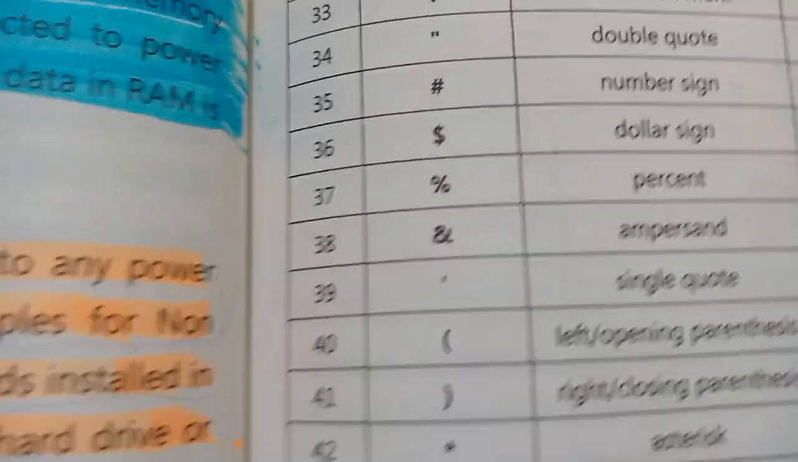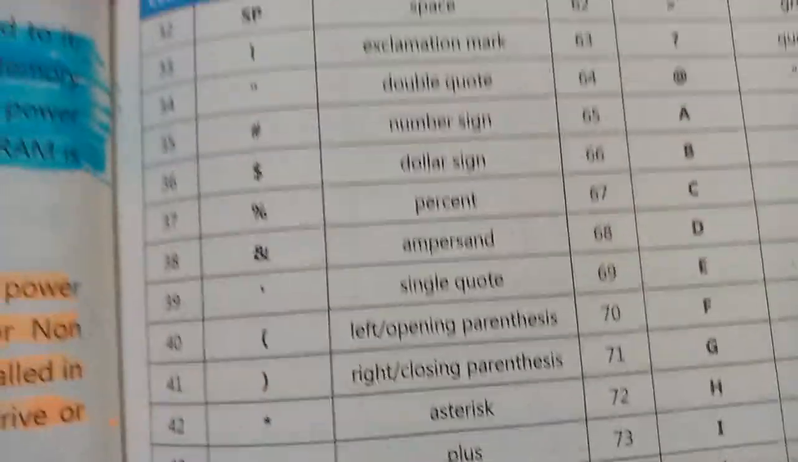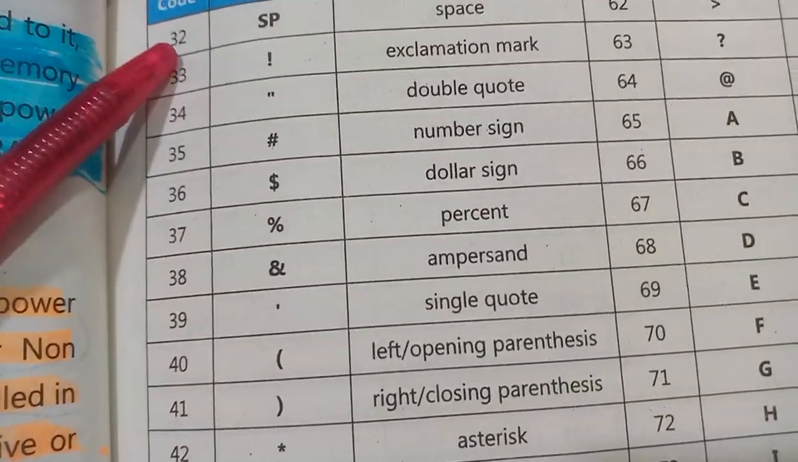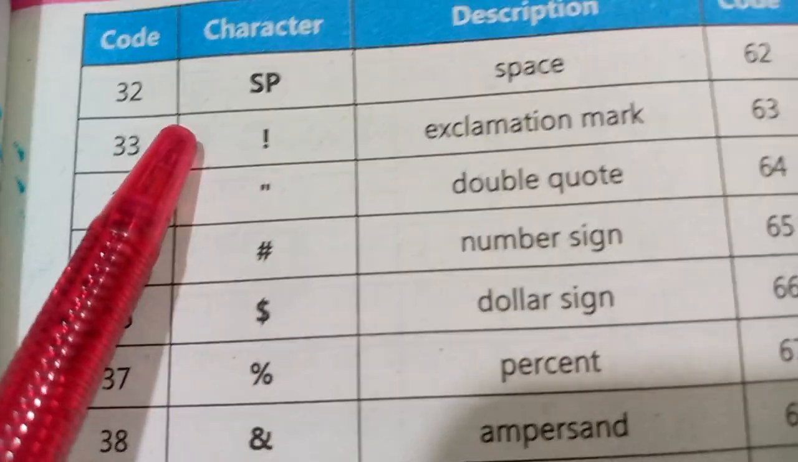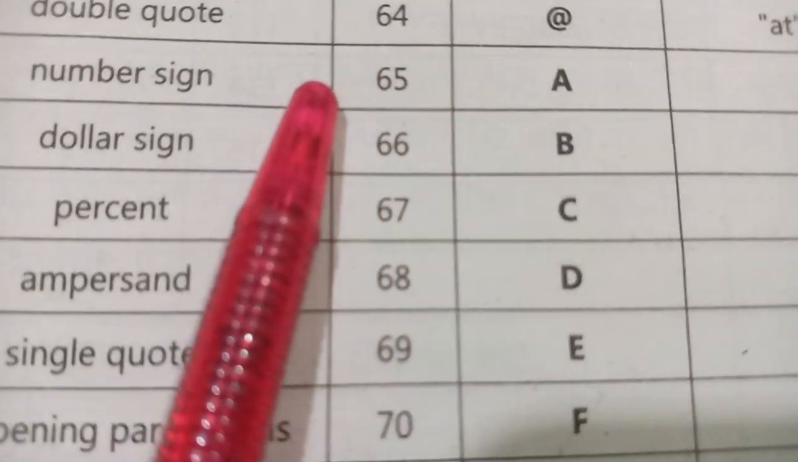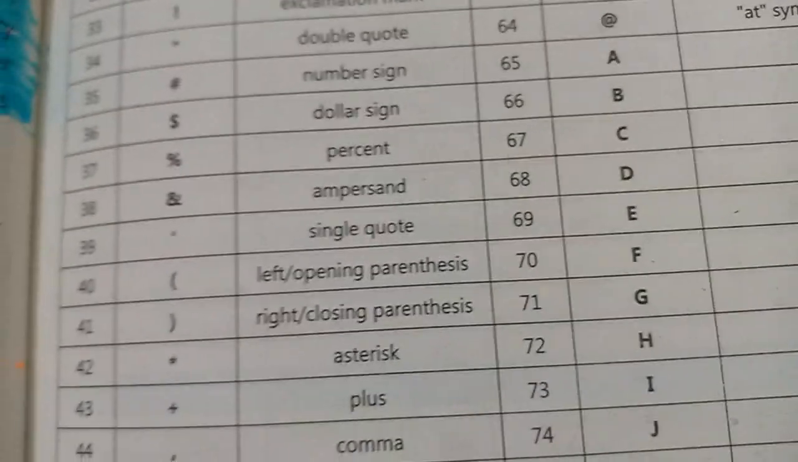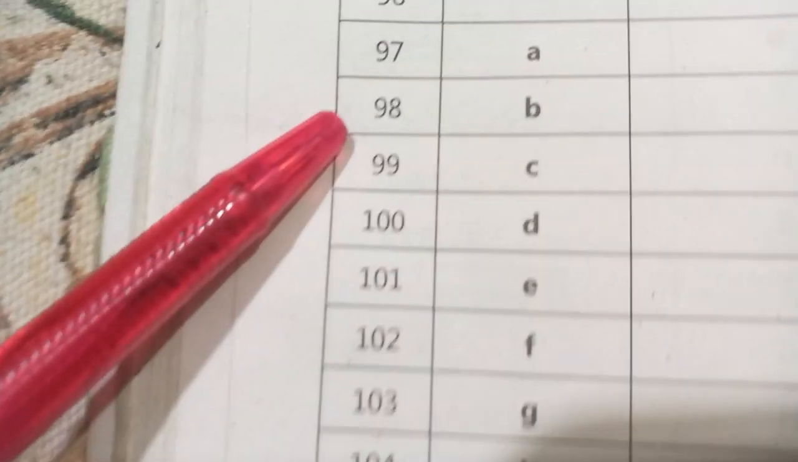I have already shown this table in an earlier video, so there are certain codes that you must remember that can be asked as an MCQ in the board exam. The first one is 32, that is the code of space. The second one is 48, that is the code of 0, and the third one is 65, that is the code of capital A, and then 97, that is the code of small a.